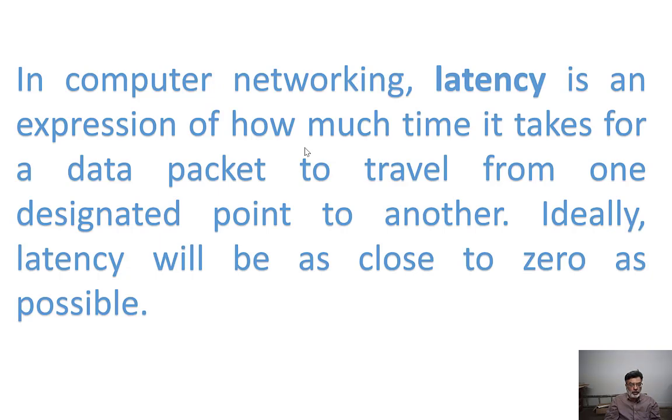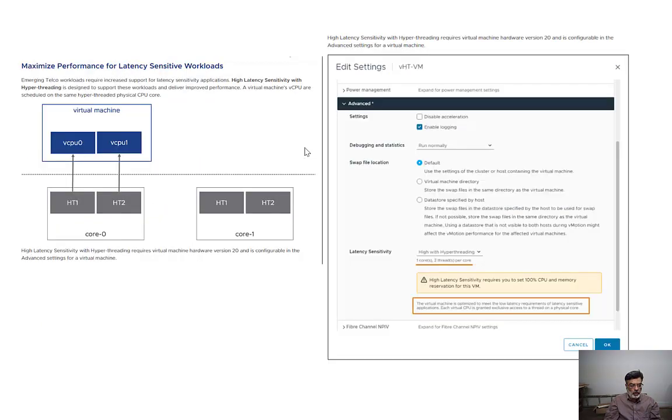Now, in computer networking, what is latency? Latency is an expression of how much time it takes for a data packet to travel from one designated point to another. Ideally, latency will be as close to zero as possible. The concept behind latency is how fast or how slow data moves from one point to another. If the latency is close to zero, the application will run very smoothly. If the latency increases, there is lag in running the application. So in version 8, VMs maximize the performance of latency sensitive workloads.